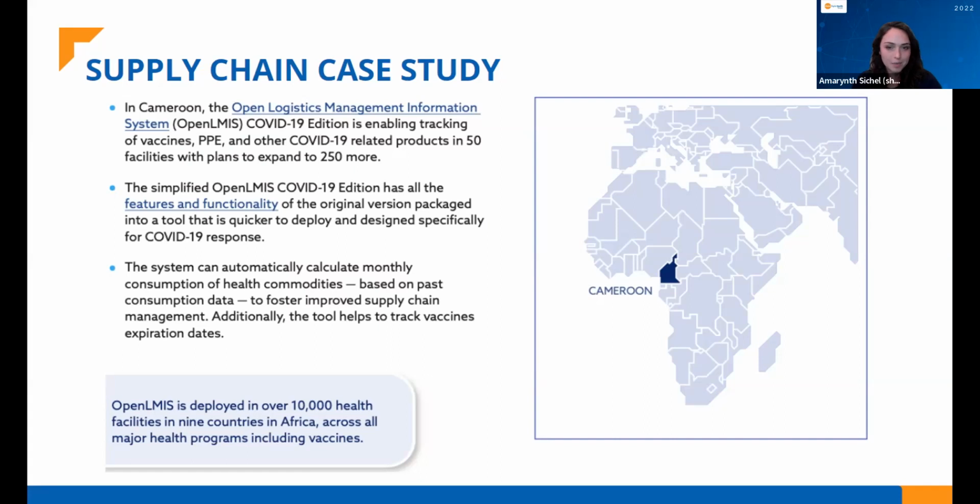So in this example, we have Cameroon, where the Open Logistics Management Information System, or Open LMIS, was used. And the ministry used Open LMIS to track vaccines, to track PPE, and all sorts of other COVID-related products. And another nice feature of this system is that it helped keep track of vaccination expiration dates, which folks here might recall wound up being a bit of a thorny issue for a lot of countries.